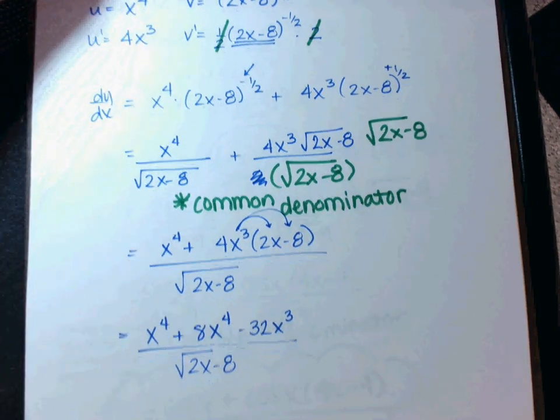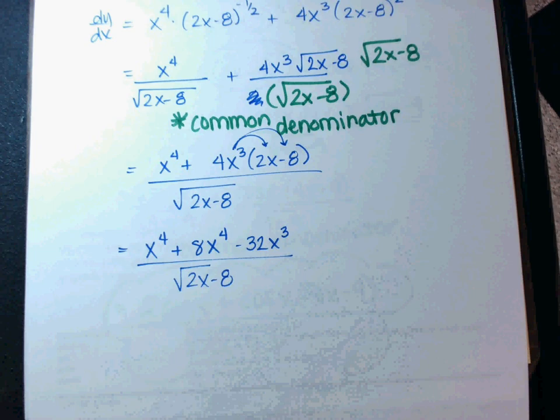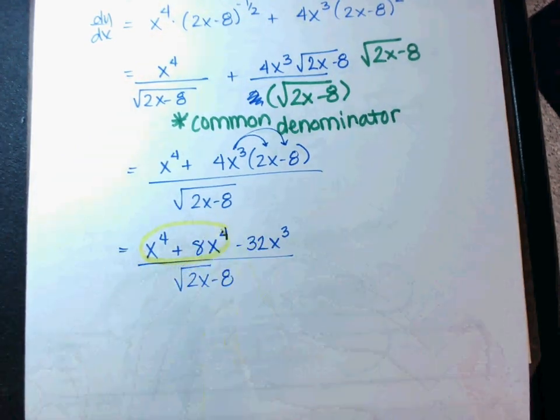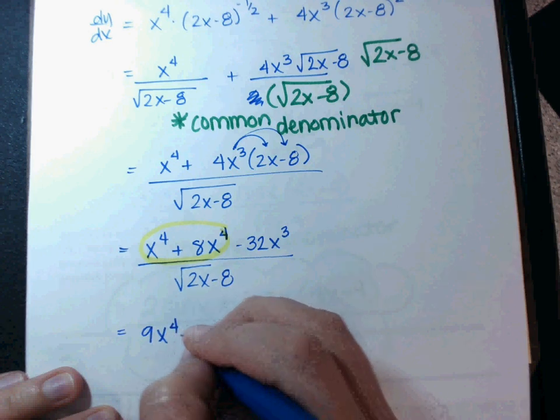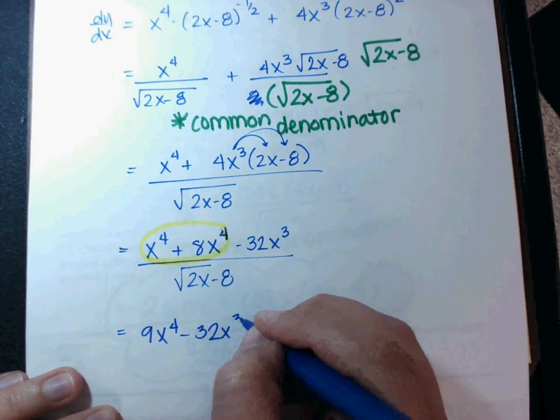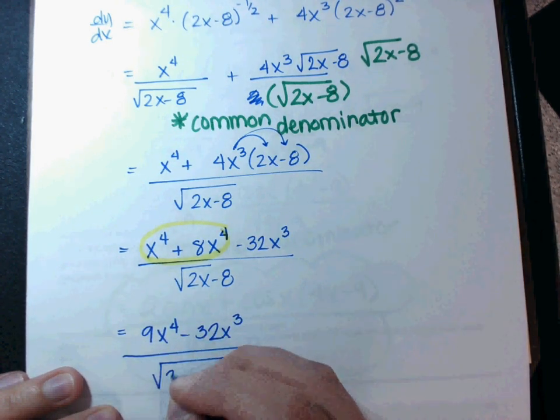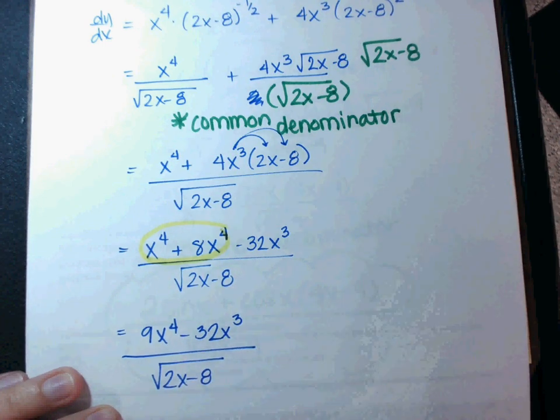And then your last step would be to combine. If that's an x to the 4th and an 8x to the 4th, that would be 9x to the 4th minus 32x to the 3 over 2x minus 8. Okay?